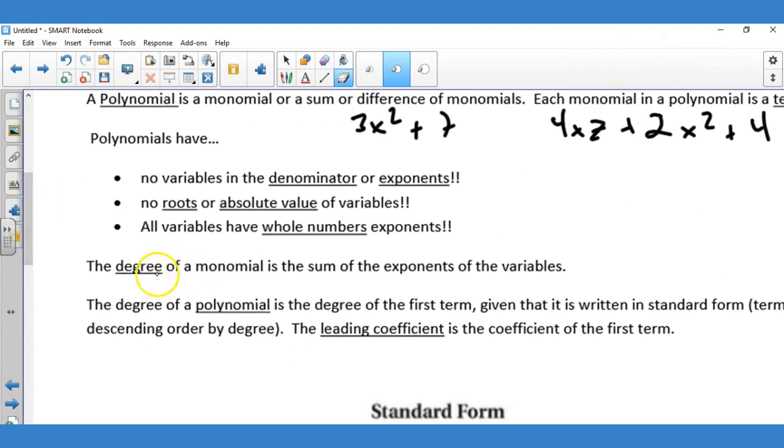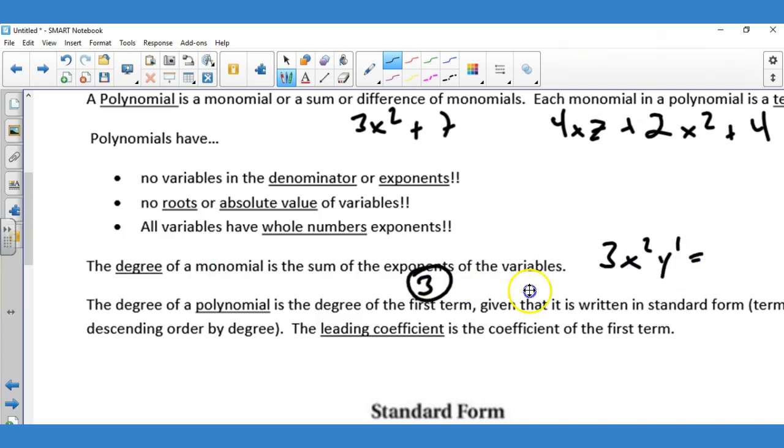Now, a degree. The degree of a monomial is the sum of the exponents of the variables. We talked about that. Remember what a monomial is, like 3x squared y. The degree of this one will be, remember, y has an exponent of 1, so 2 plus 1 is 3. The degree here would be 3. That's the degree of a monomial. You add up the exponents, the sum of the exponents.